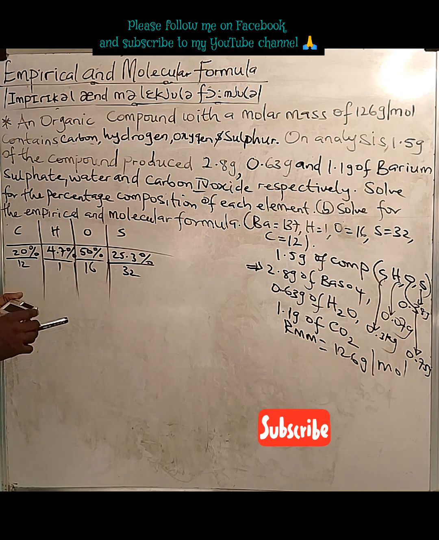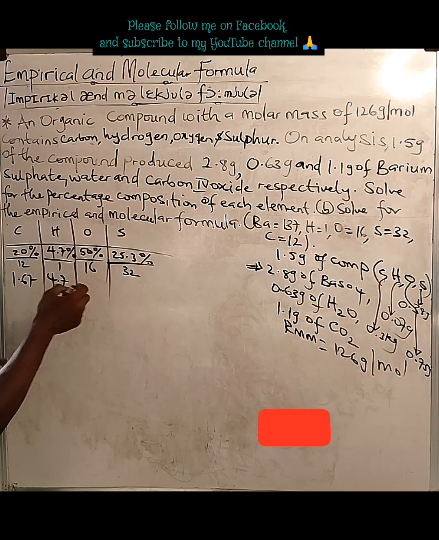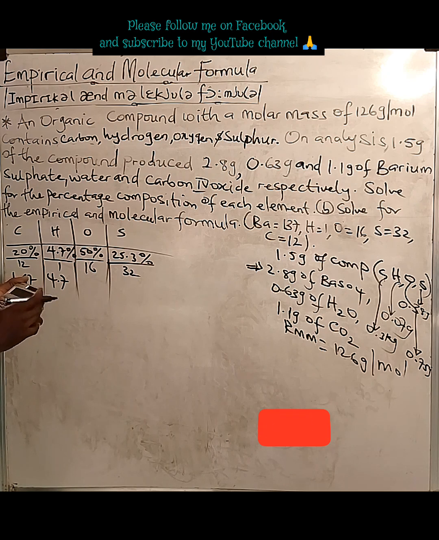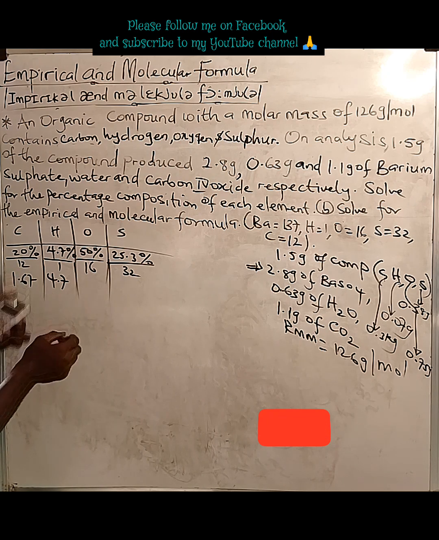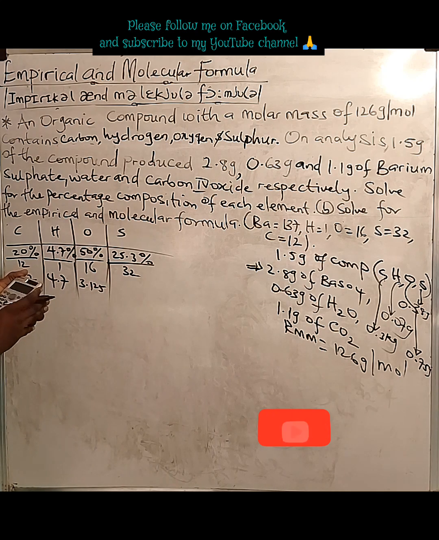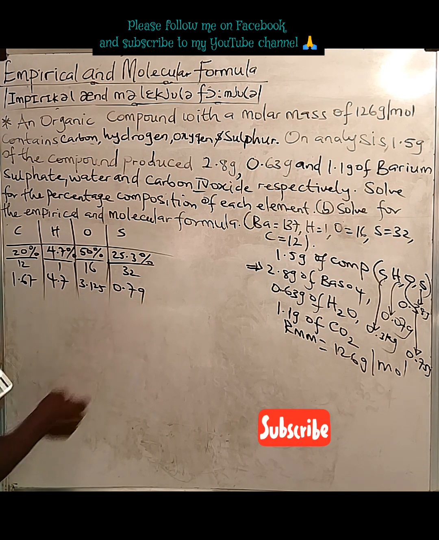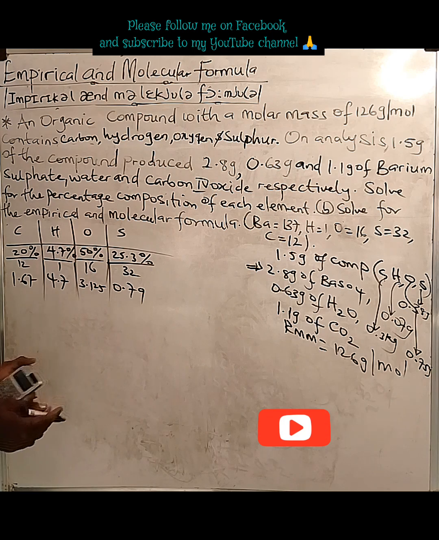So 20 over 12, quickly, let's do the maths again. 20 over 12 is 1.666, that is 1.67. 4.7 divided by 1 is 4.7. 50 divided by 16 gives us 3.125. 25.3 divided by 32, let's see what we're going to get from there. 0.79. So now which of them is the least among all of them?